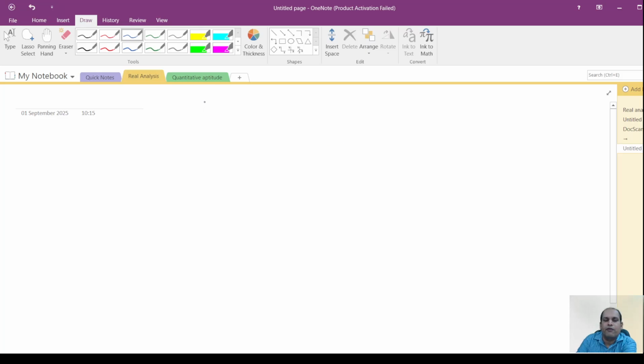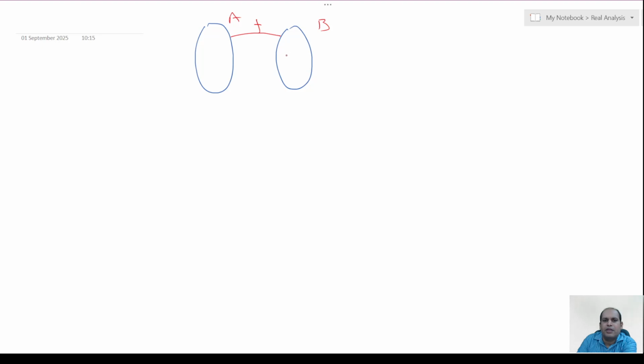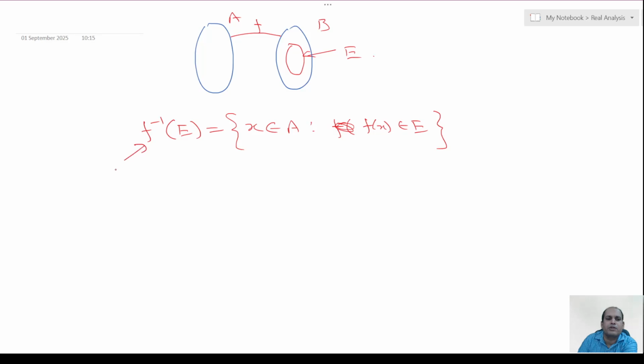See, suppose A and B are sets and f is a mapping given here, and E is any subset of B. So, how to define the set theoretic inverse of E? Basically, set theoretic inverse is the collection of all the elements from the domain such that f of x belongs to the set E. This is the definition of set theoretic inverse.